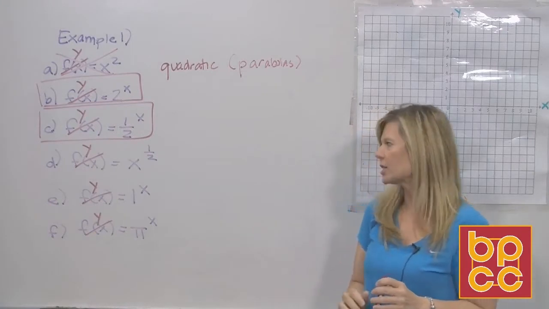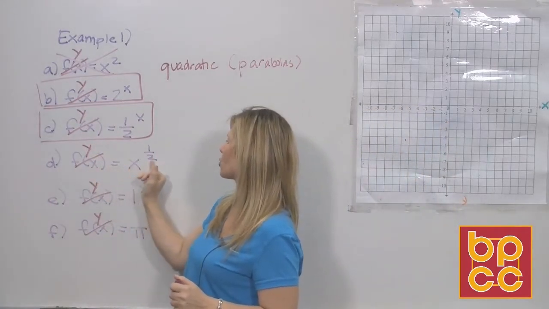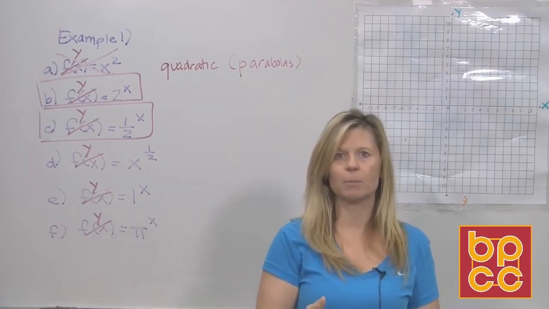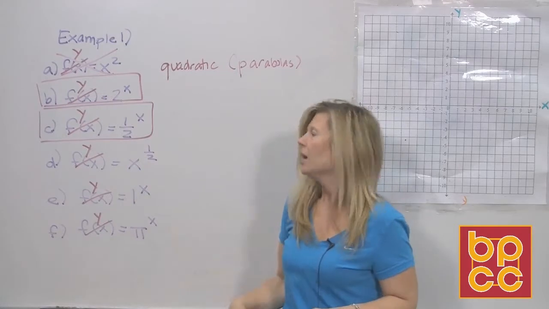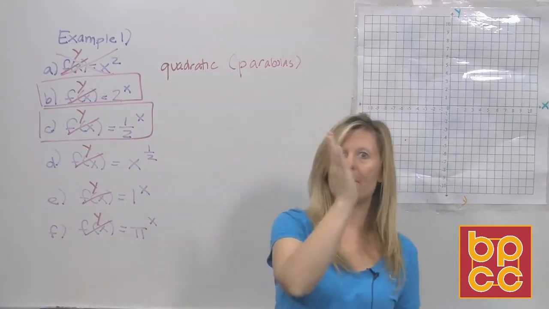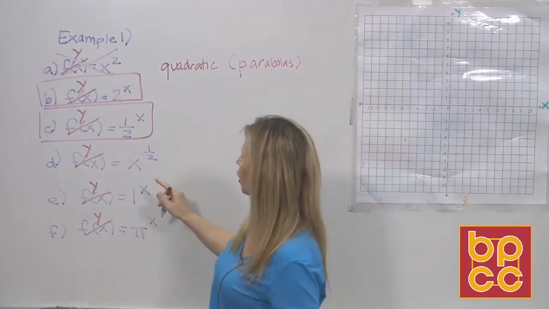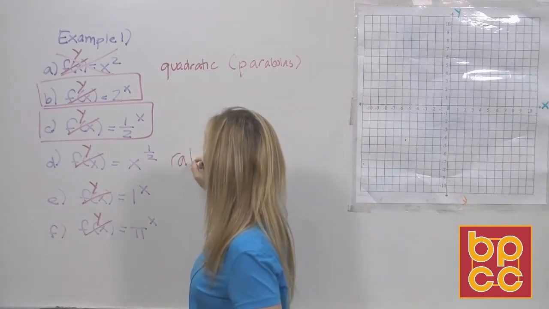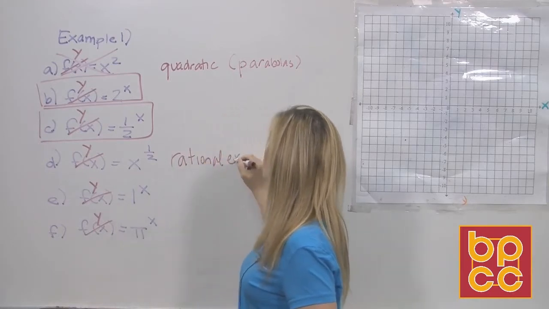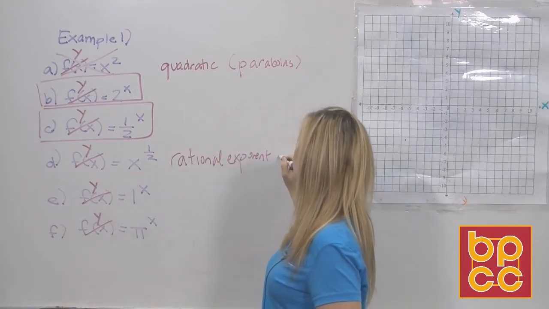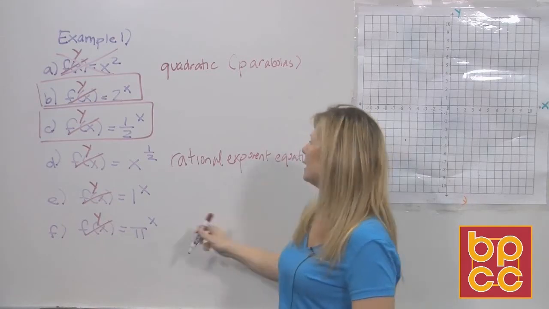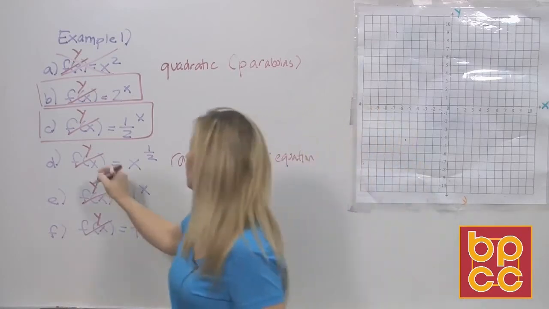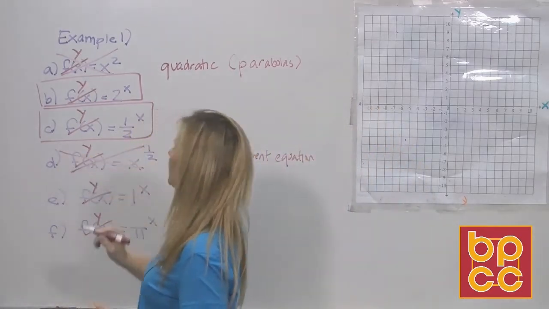All right, let's go to equation D. Y equals x to the 1/2. Does it fit our definition? Is our base a positive number? No, it's not. Okay, if you remember, we're going way back to the early modules. This is an equation where the exponent is a fraction. This was called a rational exponent equation. Now, we did not learn how to graph that in this course, okay? But that does not fit our definition of being exponential.